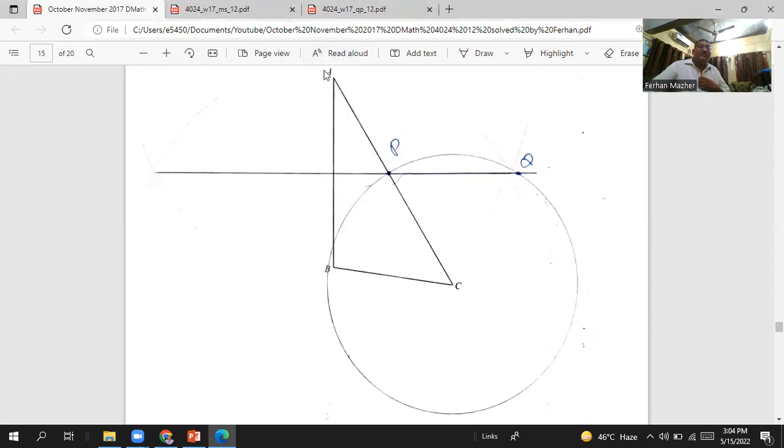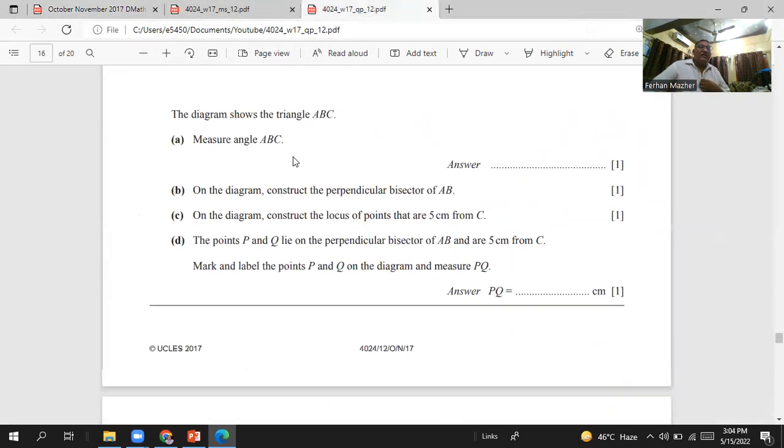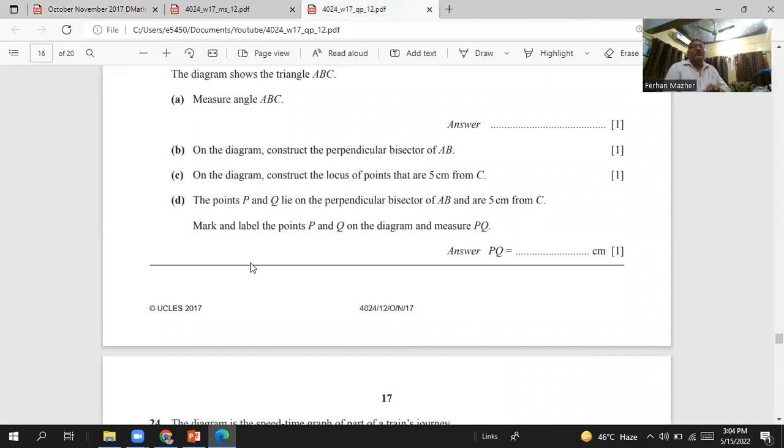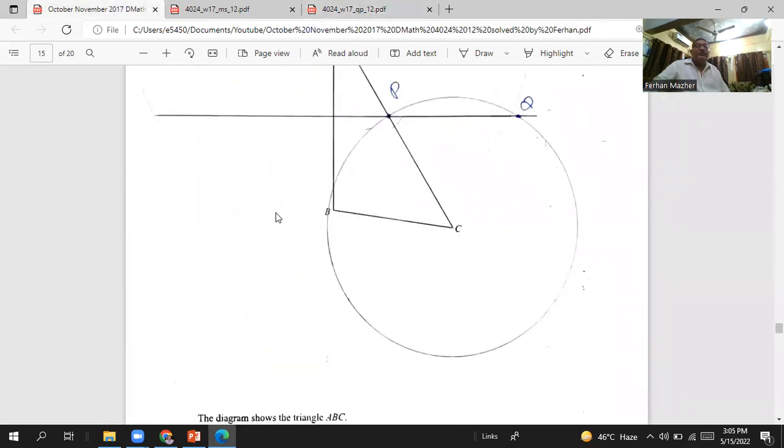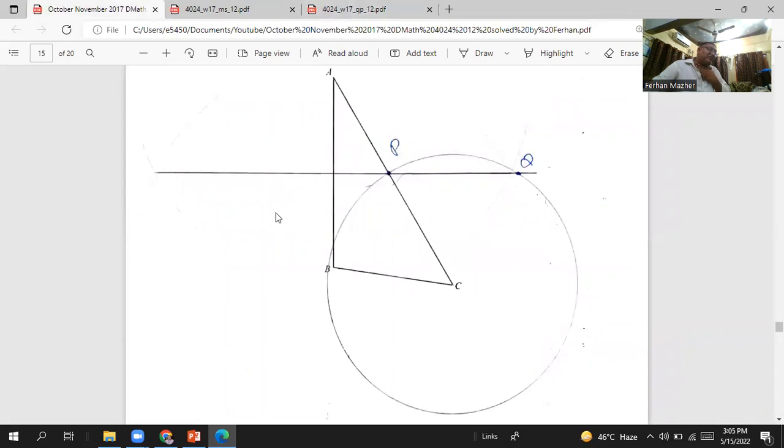Then they say, on the diagram construct the locus of the points that are 5 centimeters from the C. If you are at a constant distance from a point, it's a circle. So open your compass 5 centimeters and put the needle of the compass on the C. In other words, take C as the center of the circle and draw that circle.